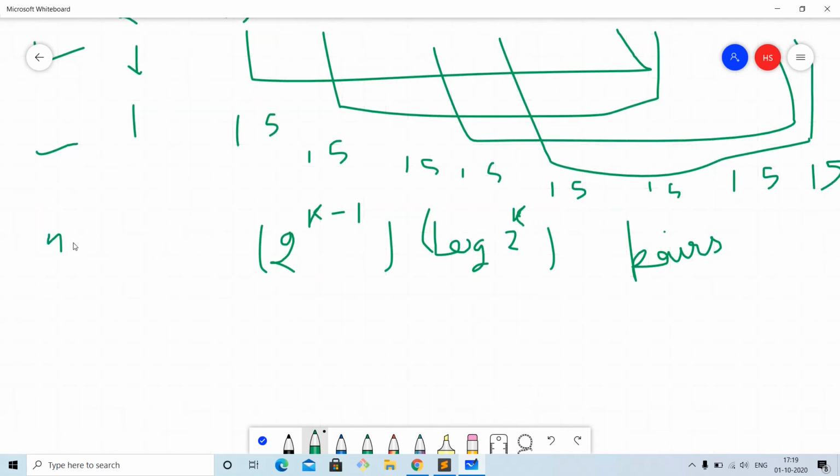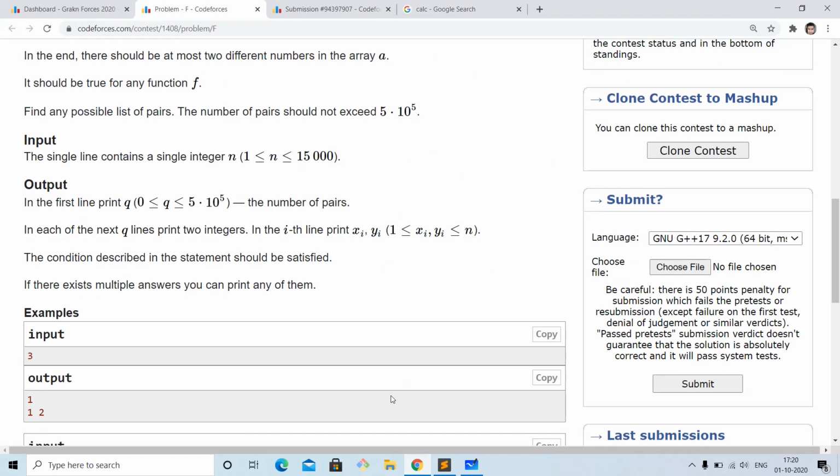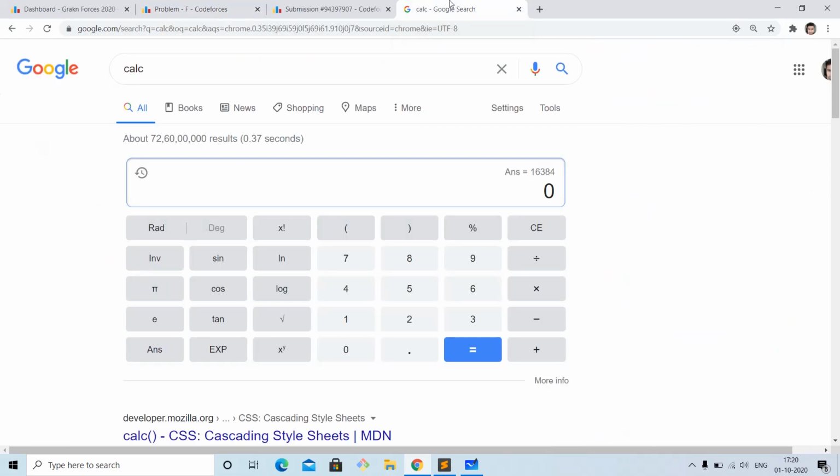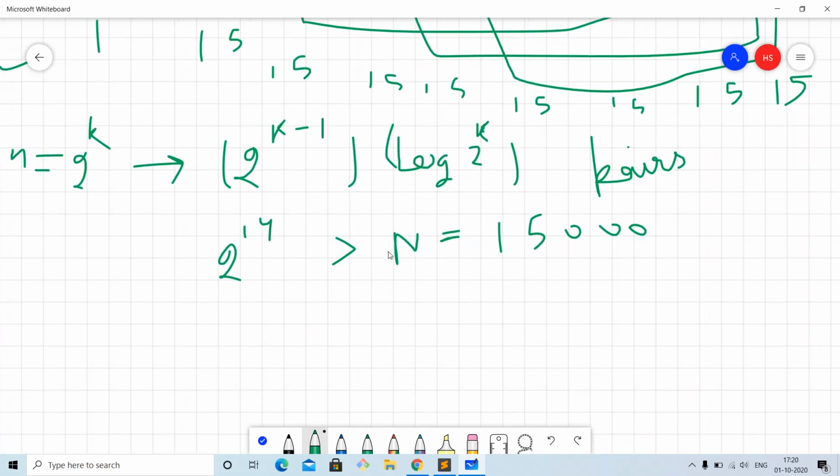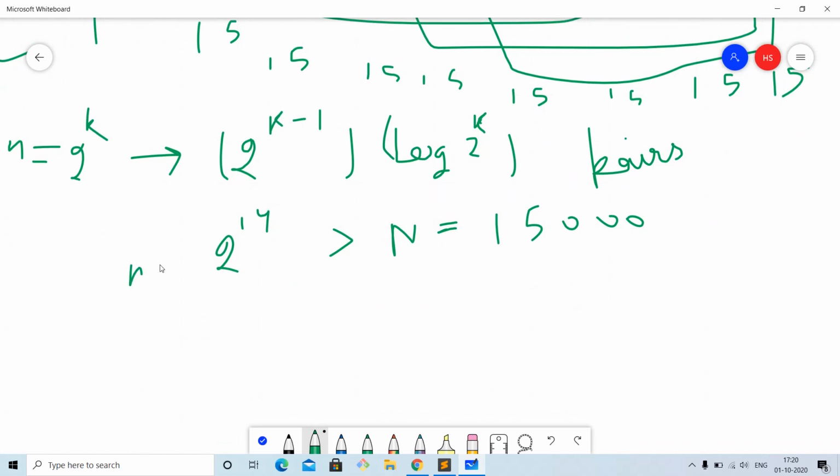So if n is equal to 2 to the power k, in that case we will have this number of pairs. The constraint is that n is at most 15,000, right? So I tried to calculate the power of 2 which is beyond 15,000, and that number is 16384, which is 2 to the power 14. So 2 to the power 14 is greater than 15,000, which is our capital N, the maximum limit on n.